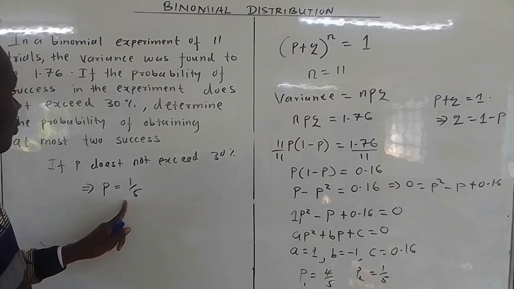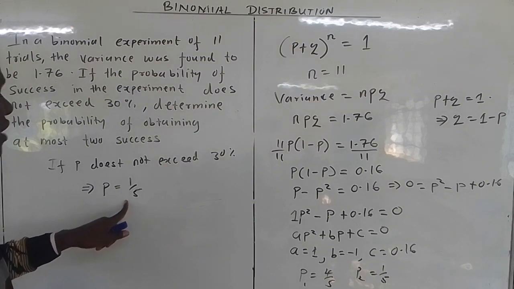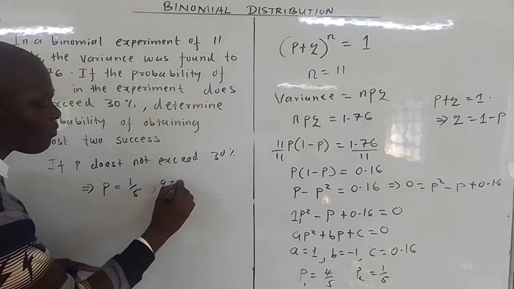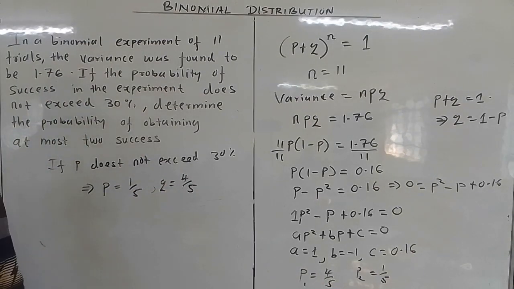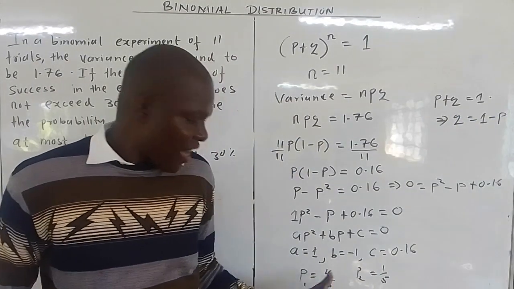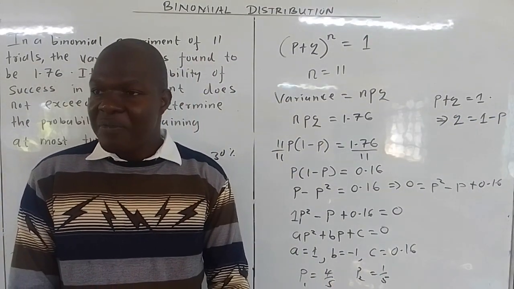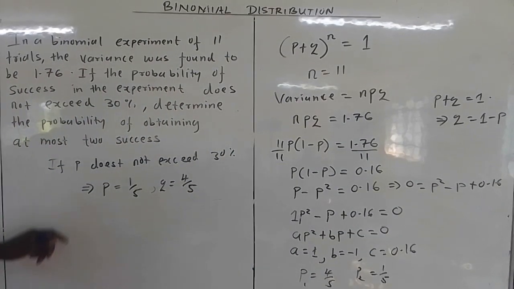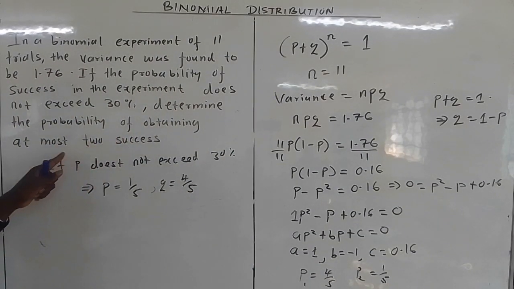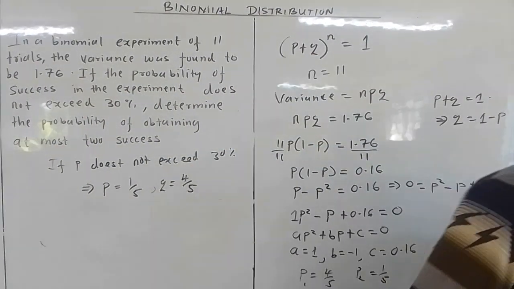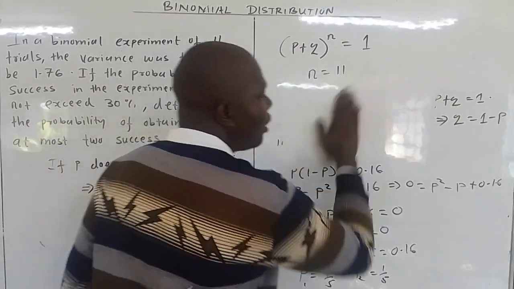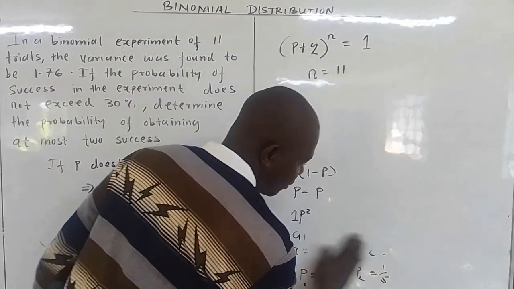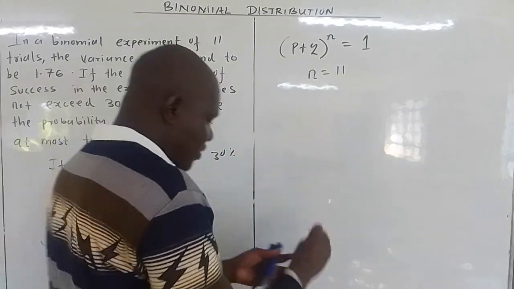So, if you found P to be 1/5, what do they want you to get? If P is 1/5, what is now Q? Q is the otherwise, 4/5, isn't it? Or just 1 minus P. You get the otherwise, isn't it? So, having found P and Q, you can now go back to get what they want: the probability of attaining at most 2 successes. Can we now get that probability? Now, this is how to do it.